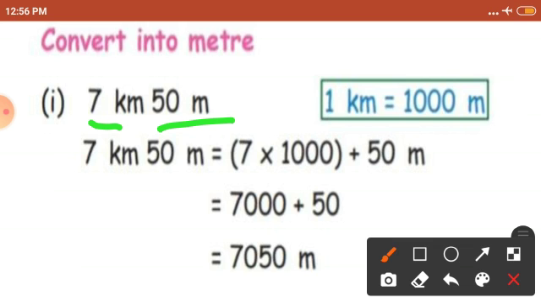Next you have to see kilometer is the biggest unit and meter is the smallest unit. So you have to multiply this, right? So multiply both of this. 7 into 1000 plus this 50 meter. 7 into 1000 you will get 7000 plus this 50. You will get 7050 meter.